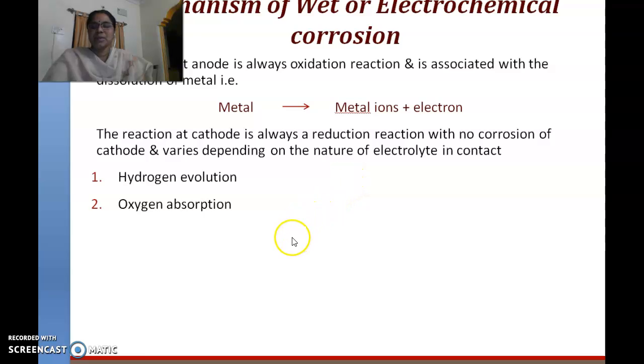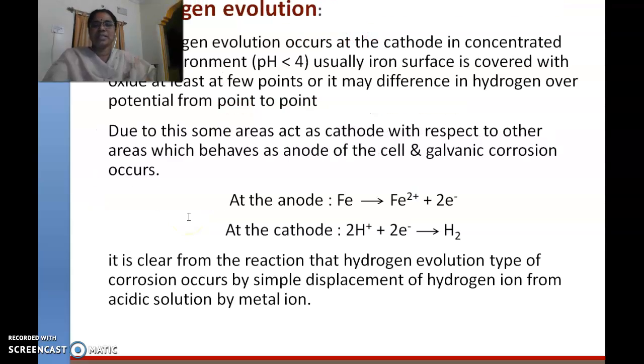This can be explained by two types: hydrogen evolution and oxygen absorption. The first one is hydrogen evolution. This usually occurs in an acidic pH environment, because it needs H plus ions. A highly acidic medium will always be below pH 4. I am going to explain this hydrogen evolution type by taking iron as an example.